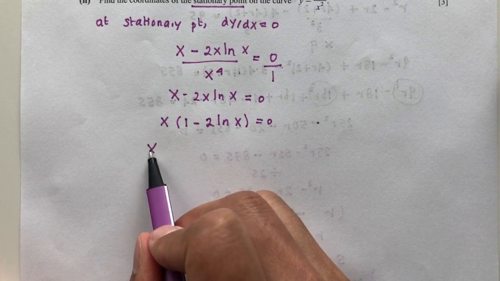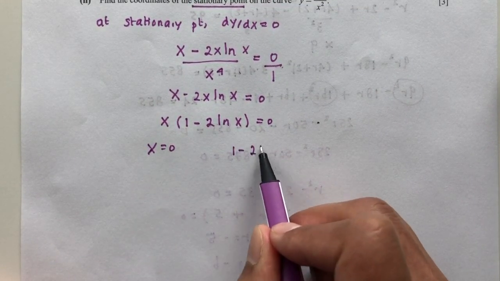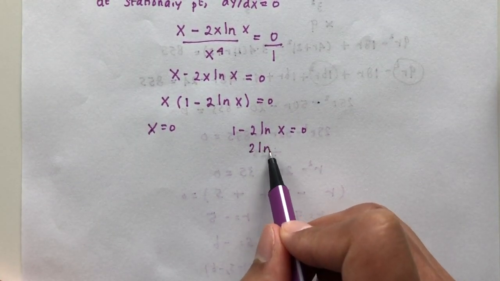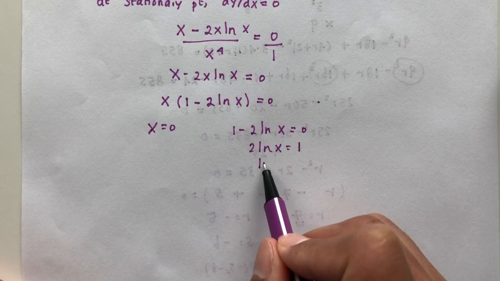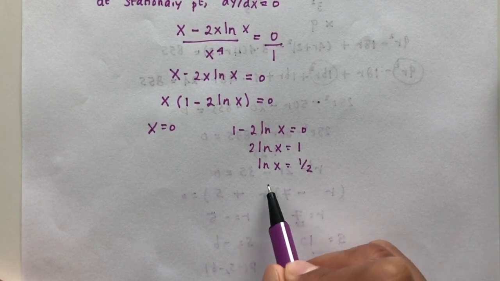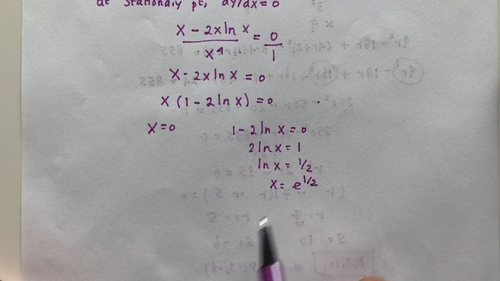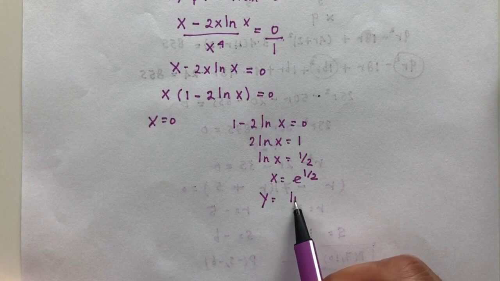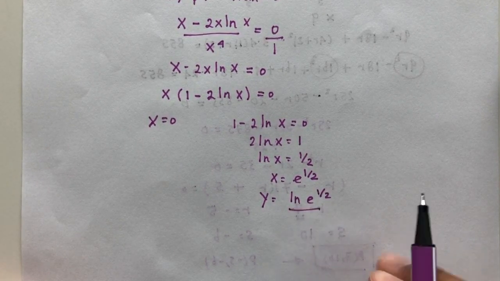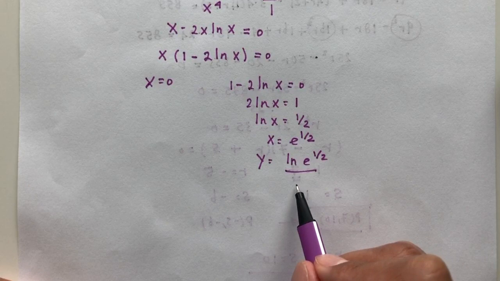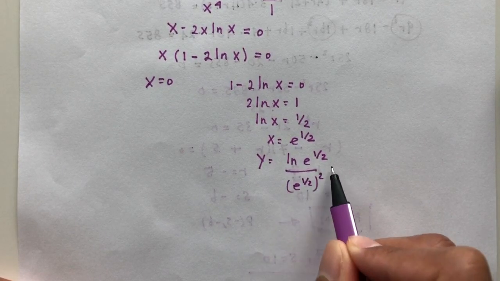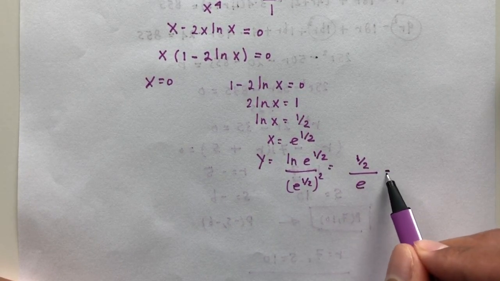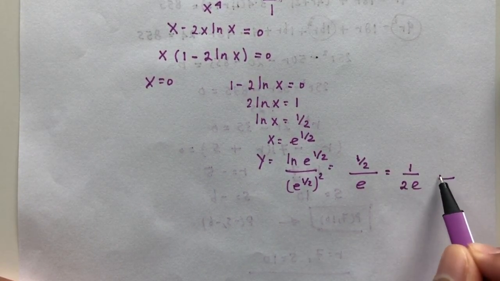So x can be equal to 0, or it can be 1 minus 2 ln x equal to 0. Now 2 ln x equal to 1, ln x equal to 1 over 2. So x will be e power 1 over 2. That is the value of x. Now what is the value of y? Y will be ln x, which is this, divided by x squared, that will become e power half squared, which is half over e, which is 1 over 2e for the value of y.